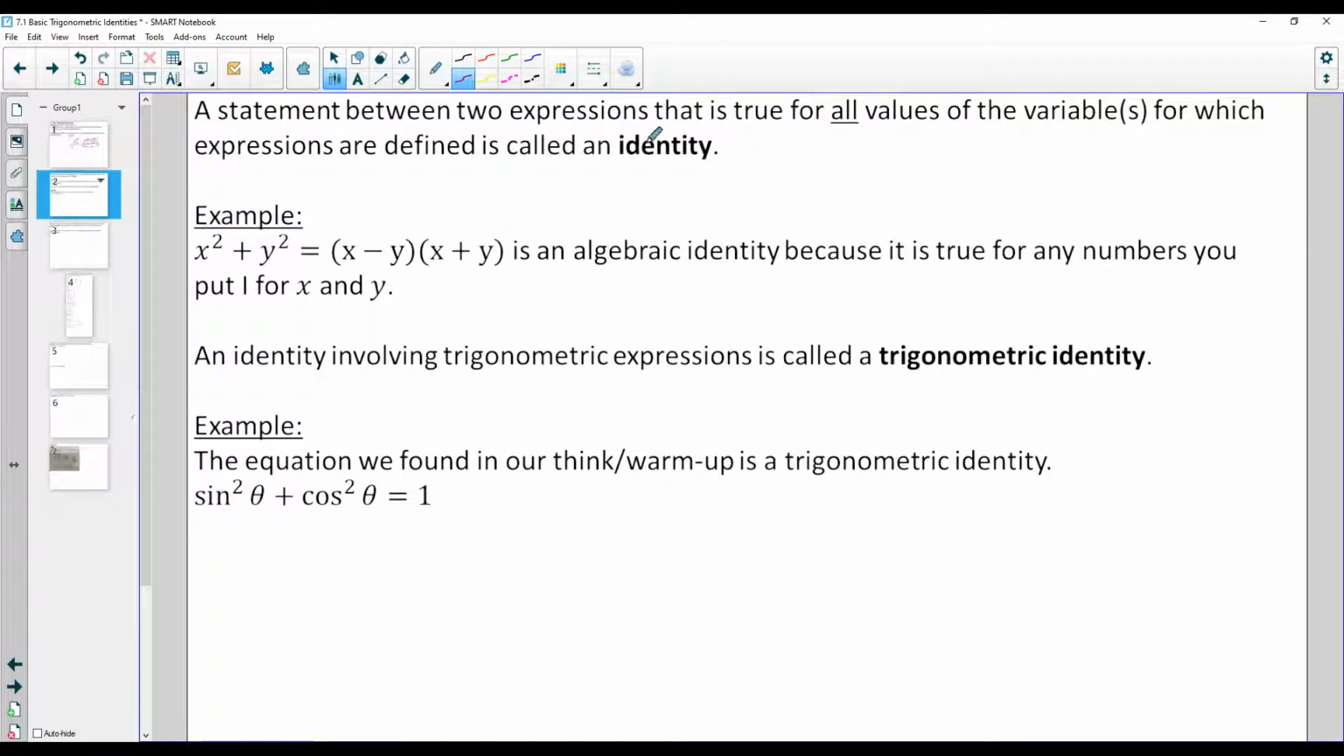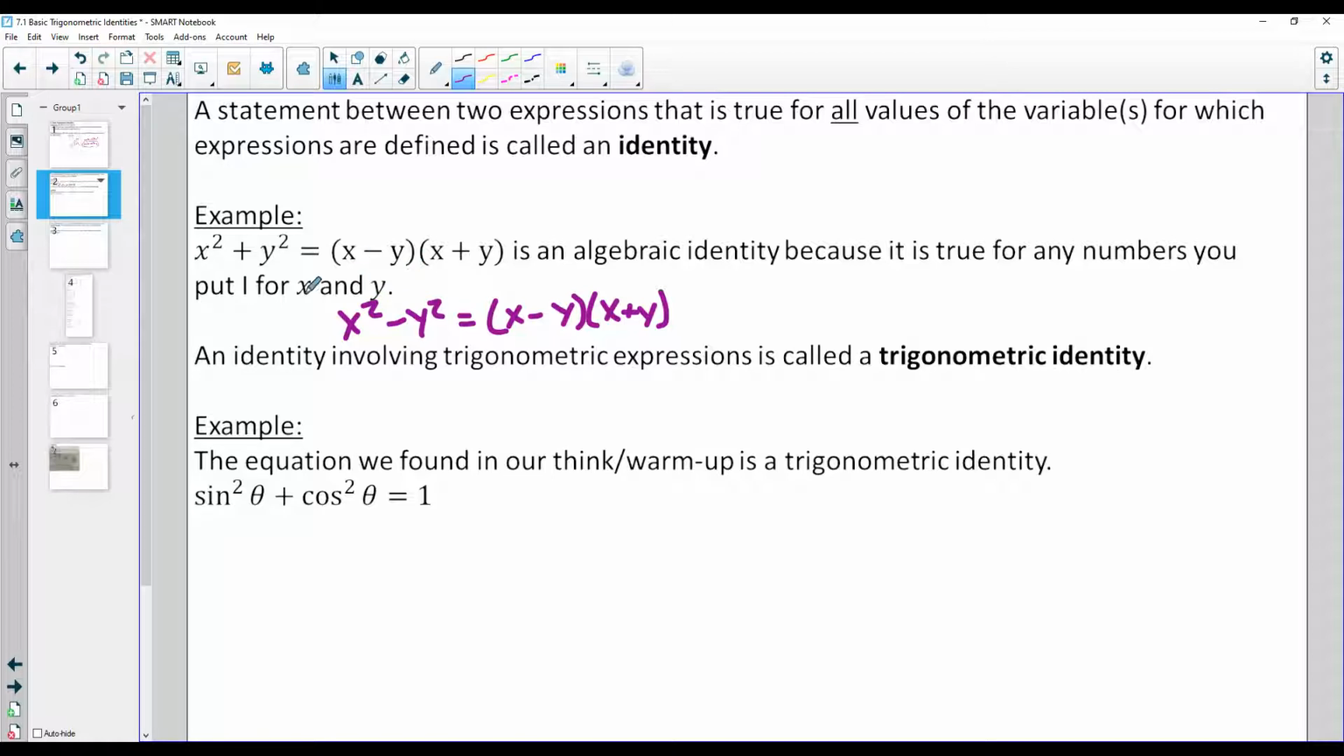So a statement between two expressions that is true for all values of the variables for which the expressions are defined is called an identity. So for example, x squared minus y squared equals x minus y times x plus y is an algebraic identity because it is true for any numbers you put in for x and y.